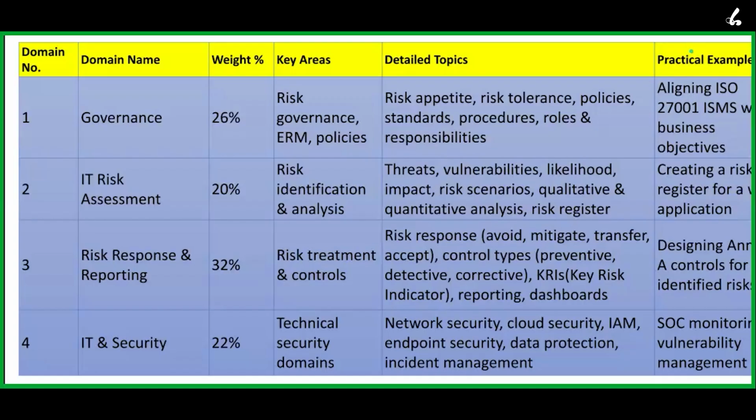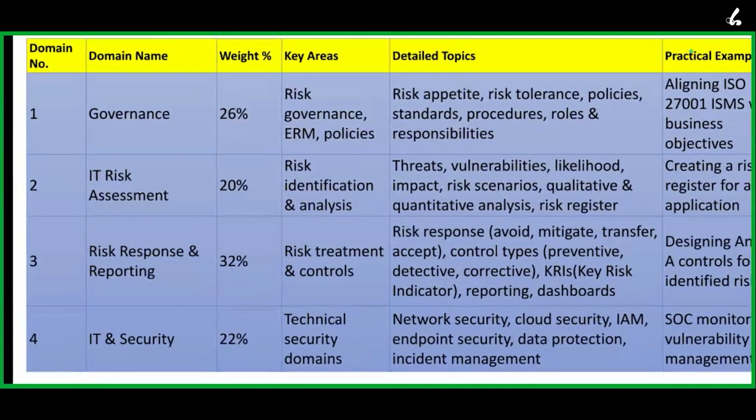So a similar judgment we need to do in our risk process, which is called KRI, key risk indicator. This is how we are going to learn in the third domain. And the fourth domain is IT and security, which covers 22% of the entire syllabus.